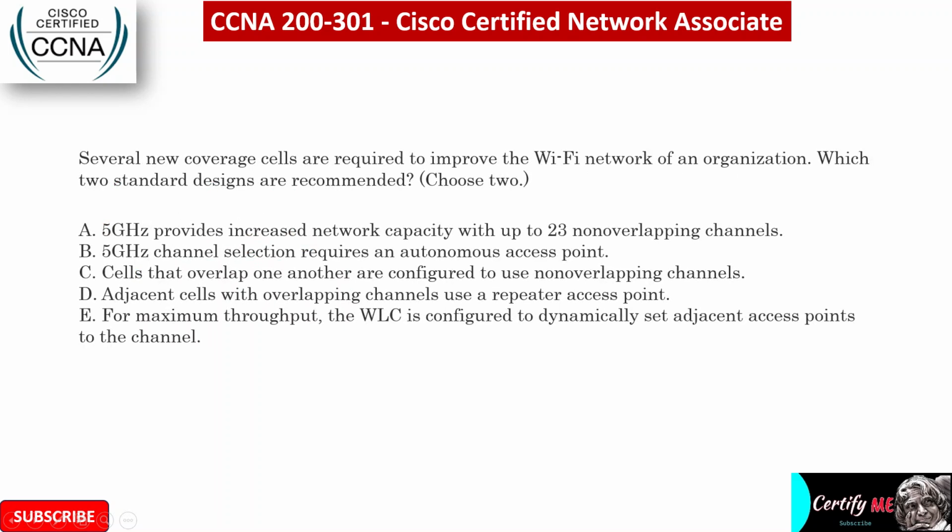Several new coverage cells are required to improve the Wi-Fi network of an organization. Which two standard designs are recommended? Choose two options. Option A. A 5 GHz band provides increased network capacity with up to 23 non-overlapping channels. Option B. 5 GHz channel selection requires an autonomous access point.